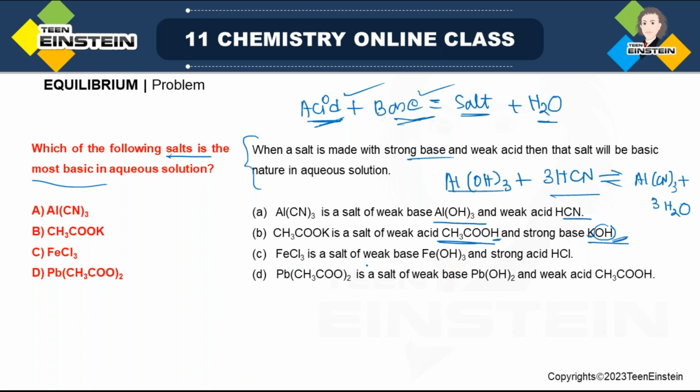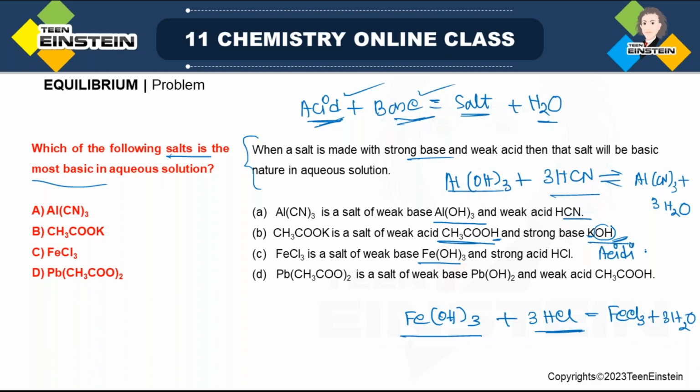What about FeCl3? It is made from Fe(OH)3 and HCl. If you write the balanced equation, because you need 3 Cl, I have to write 3HCl, and 3H with 3OH together will produce 3H2O. The important point is that the initial base is Fe(OH)3, which is obviously not strong, but HCl is strong. So the overall solution will be acidic in the third option.